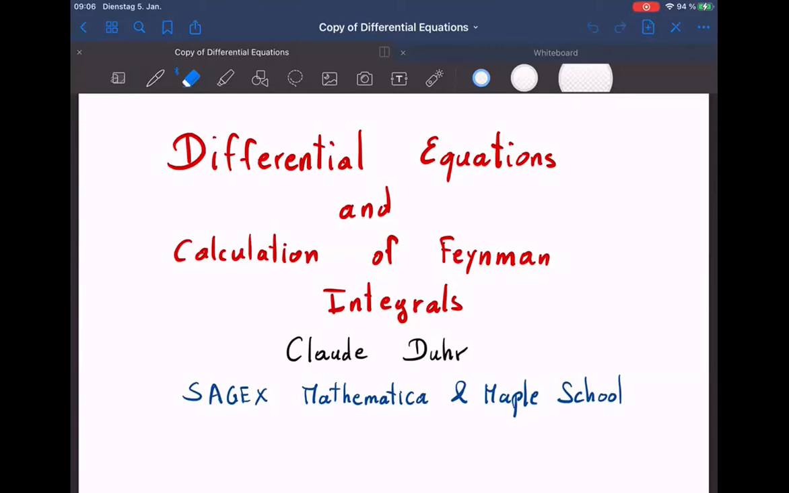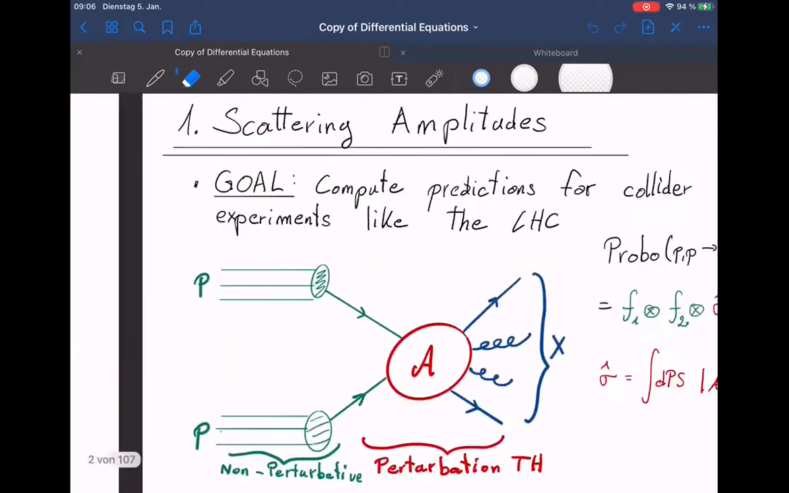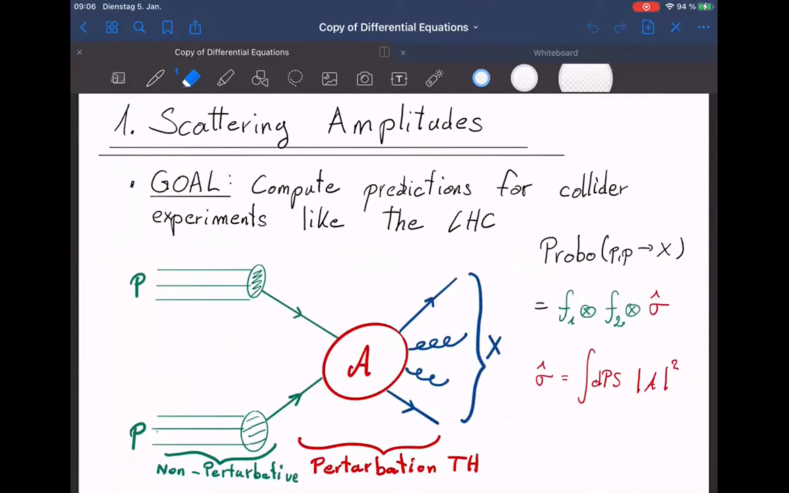So the topic of the lecture is differential equations and calculation of Feynman integrals. And I guess Feynman integrals is something you've all heard of, because that is what, in some sense, the topic of SAGEX is all about, at least part of it. Or rather, what SAGEX is about is scattering amplitudes. And I guess you all know why we care about them, because those are the objects that we want to compute in order to make predictions for collider experiments like the LHC.